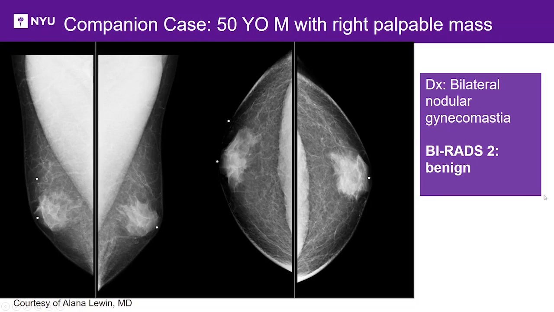I'm going to show you another case. This is a 50-year-old male with a right palpable mass. Here you can see this is another pattern of gynecomastia, another example of the variable patterns of gynecomastia in male breast. It is by far the most common diagnosis for palpable lumps in men.